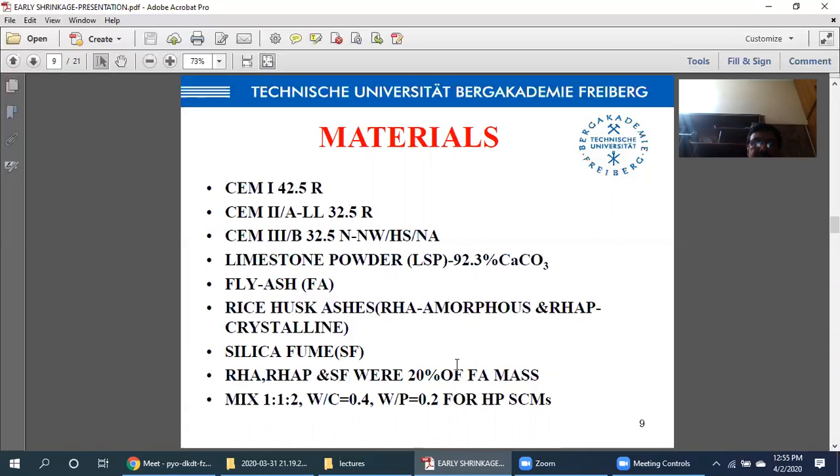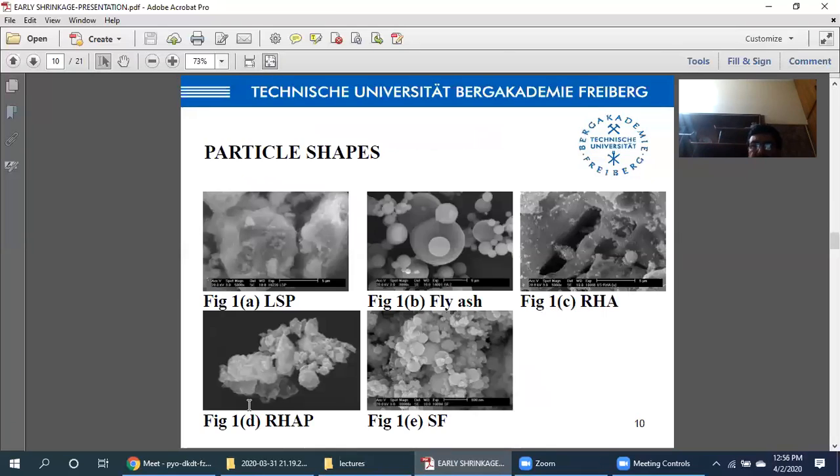Silica fume, rice husk ash amorphous and RHAP is crystalline, and silica fume. They were used at 20% of the fly ash mass. Mix was 1-1-2. One is cement, number two is the same amount of secondary raw material, and two is the sand. Water cement ratio is 0.4, and from this the water powder ratio becomes 0.2 for all high performance self compacting mortars.